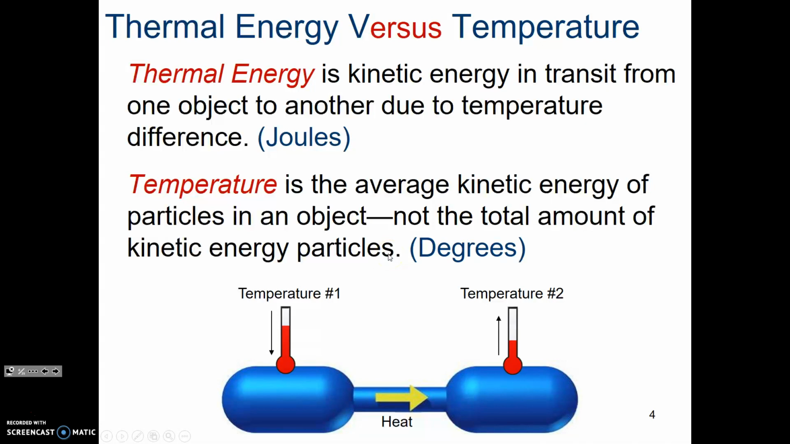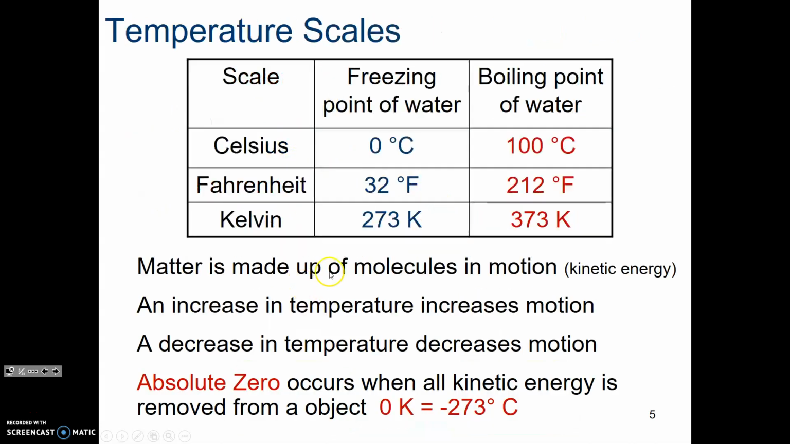Thermal energy and temperature are different, okay? Thermal energy is the kinetic energy. It is dealing with joules. It's an energy unit. While temperature deals with the average kinetic energy, and it's measured in degrees. They're completely different things. Now, temperatures can be measured in Celsius, Fahrenheit, or Kelvin. The important one that you need to know is that 0 Kelvin is negative 273 degrees Celsius. 0 degrees Celsius is the same as 32 degrees Fahrenheit, which is the same as 273 degrees Kelvin.